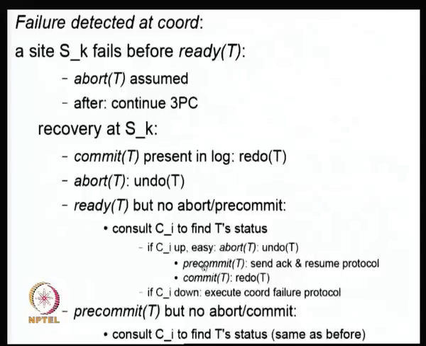If it is pre-commit T, basically Ci says, I have just done pre-commit, I have not proceeded further, I have not got a response from everybody else. Then Sk is basically ready, so it can say, you are still stuck at the pre-commit stage, I am anyway still ready, so I can proceed. So I will send back saying I am ready to proceed if the coordinator is ready to proceed. That is what this is. On the other hand, if Ci says, I have already said it is commit, then all I have to do is redo T.